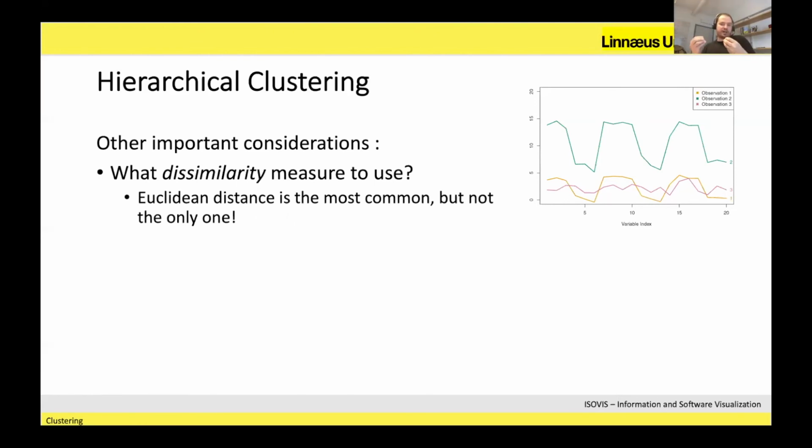But they do that in different scales. While if you look at observation number 3, which is the pink one, it looks random. It goes up and down randomly, and you don't see this clear pattern as much as you see with the green and the yellow one. However, if you were to use Euclidean distance here to compare these things, the yellow and the pink one would be much closer to each other because of the scale, because that's how Euclidean distance works.